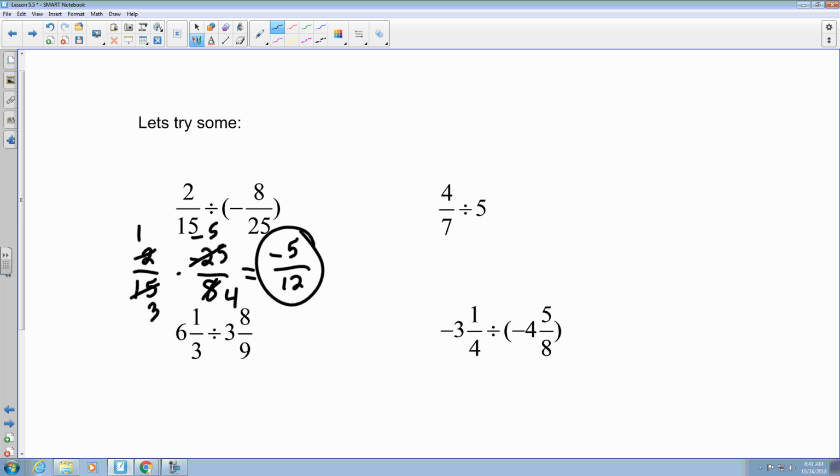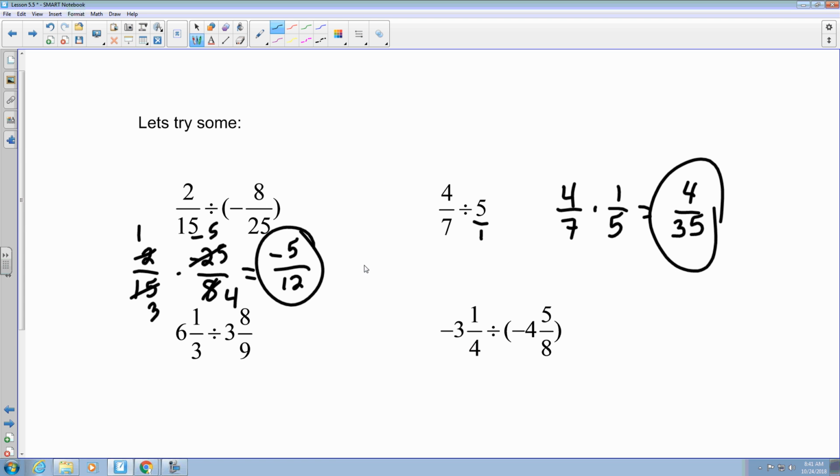If we look at the next example, we have 4/7 divided by 5. So you keep the 4/7, turn to multiplication. Remember that this is 5 over 1, so when I flip it, it turns to 1/5. Looking at this, it doesn't seem to be anything that I can cancel out, so I just multiply it across. 4 times 1 is 4. 7 times 5 is 35. All right, and there's my answer there.